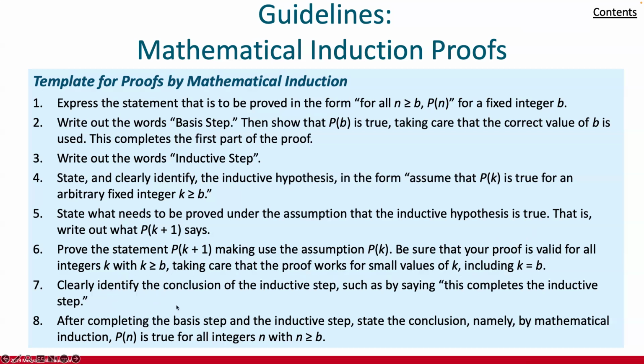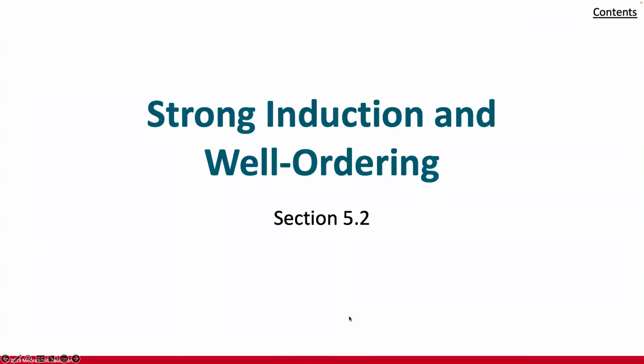You want to clearly identify the conclusion of the inductive step, such as saying this completes the inductive step. And then finally, after completing the basic step and the inductive step, state the conclusion, namely, by mathematical induction, P of n is true for all integers n with n greater than or equal to b. So you can go back and review some of the examples that I quickly went over. I didn't go through the solutions/proofs, but here is the rigorous approach that we're using in those cases. Okay, next let's talk about strong induction and well ordering.